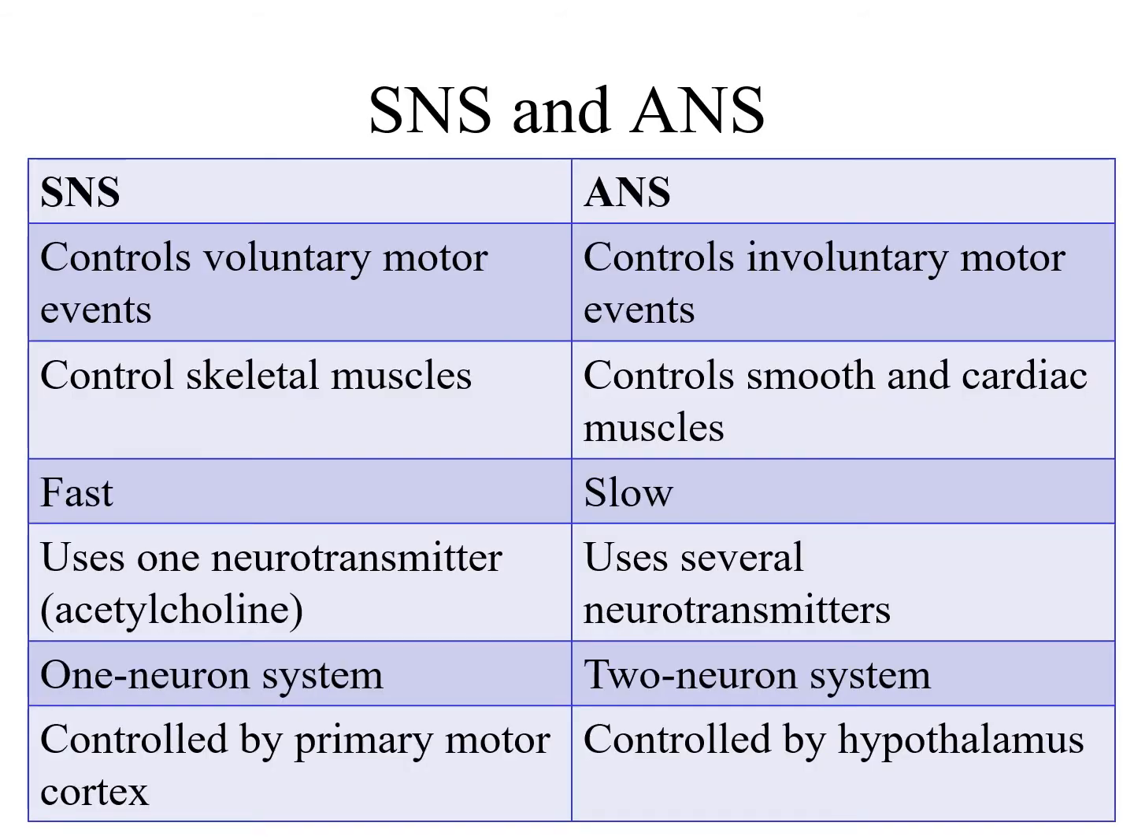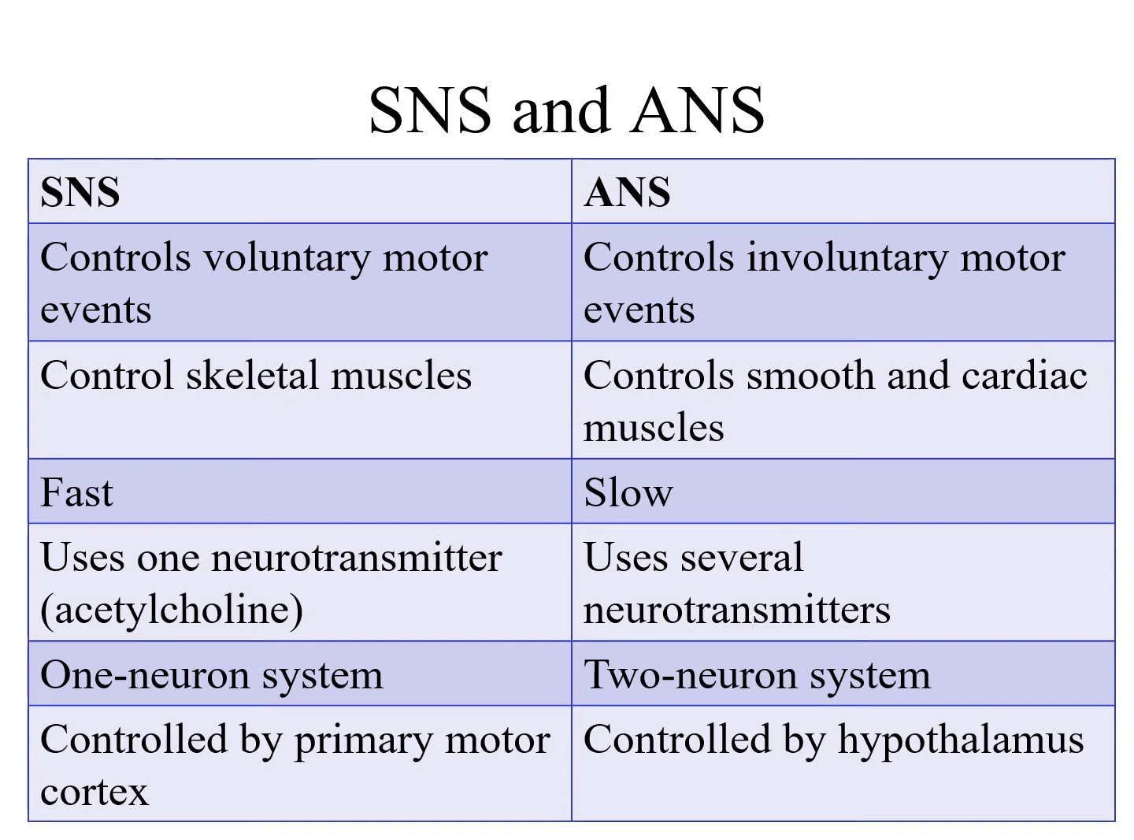So let's talk about the differences between the somatic nervous system and the autonomic nervous system. We know both control motor events. That is key to keep in mind. The somatic nervous system controls voluntary motor events, while the autonomic controls involuntary events. Voluntary events controlled by the somatic nervous system include movement of skeletal muscles. Those are things that you can consciously control. For the autonomic nervous system, smooth and cardiac muscle control is under the guise of being involuntary or automatic.